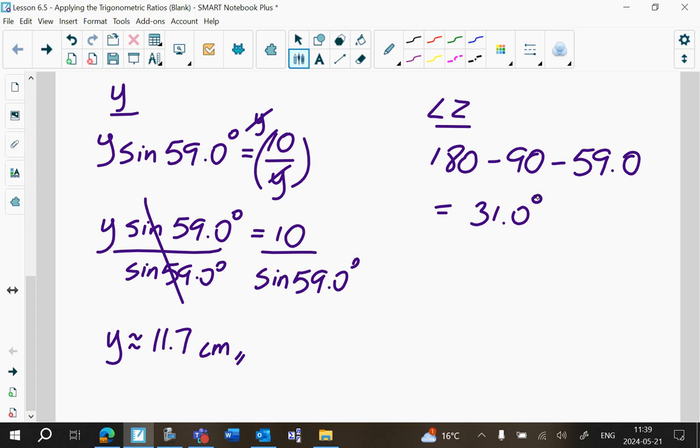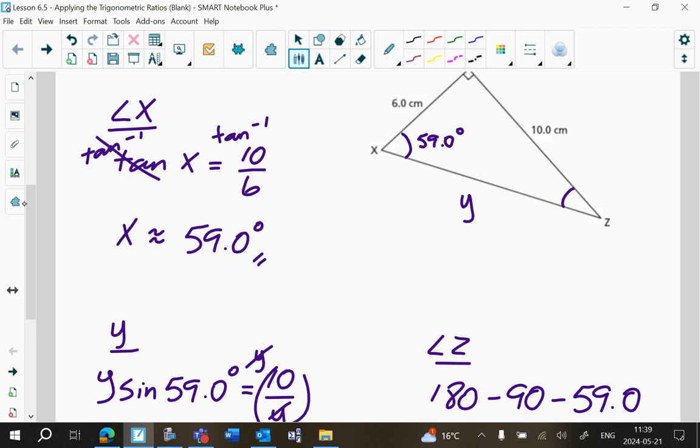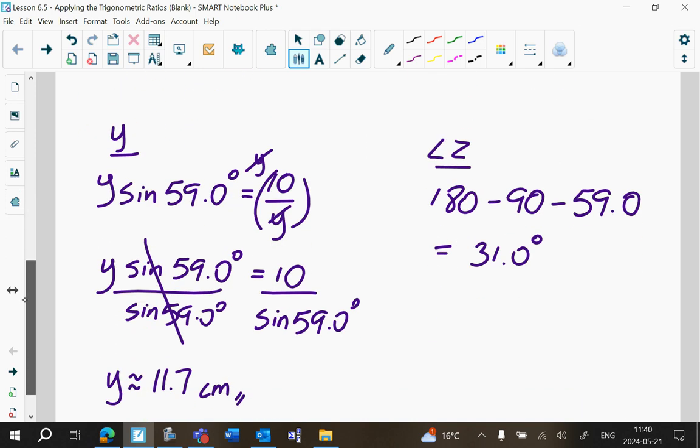We could have done trig. And since we knew all three sides, we could have done any of the three trigs. I mean, we could have done tan of this equals 10 over 6. Sine of this equals 6 over 11.7. Cosine of this equals 10 over 11.7. We should all get the same answer, or very close to. Okay, good.